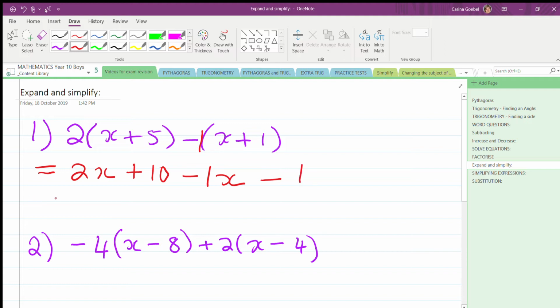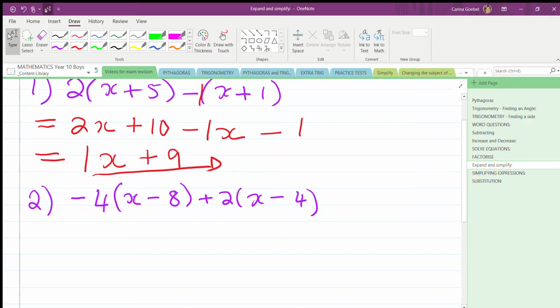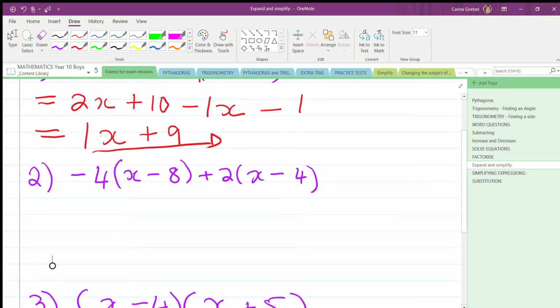Then you're just left to simplify. Be careful, watch your signs. 2 take away 1, you're left with 1x. 10 take away 1, you're left with plus 9. Don't rush these when you do them, just to make sure you don't make any silly mistakes. Okay, let's just have a look at another one.